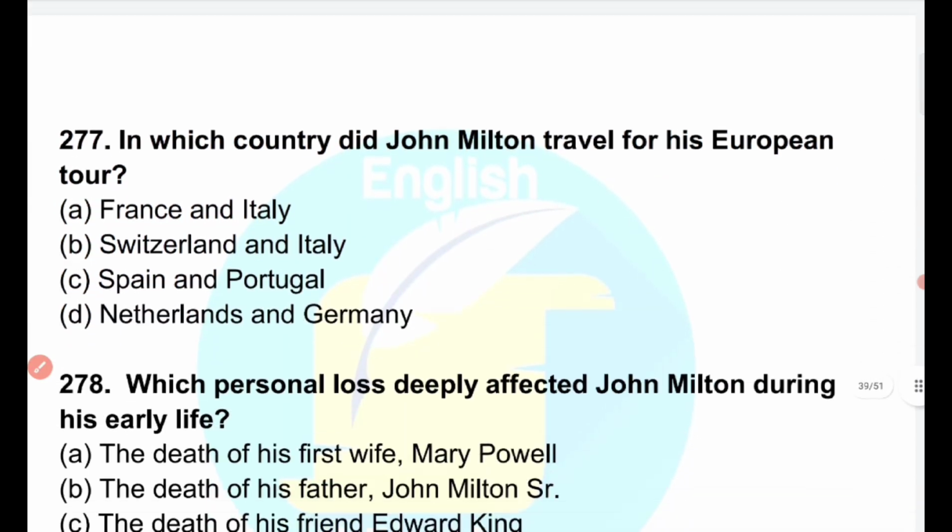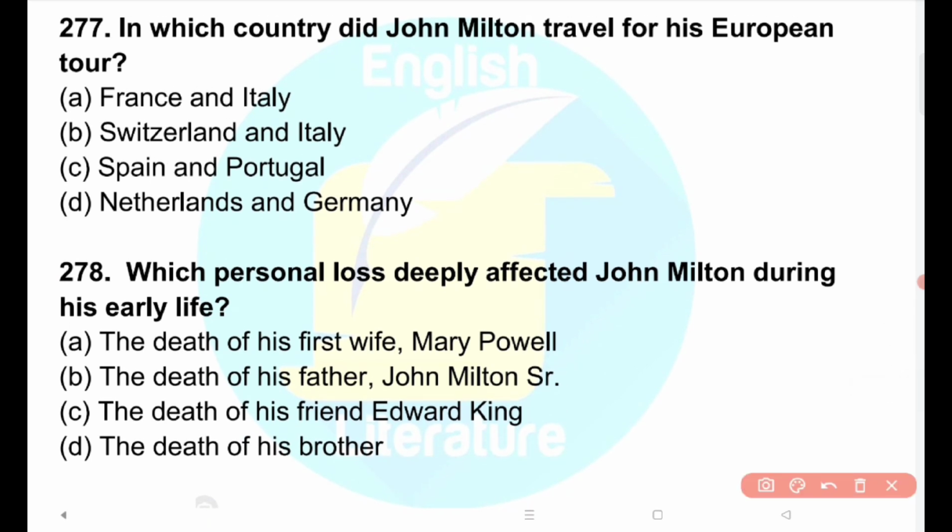In which countries did John Milton travel for his European tour? Option B, Switzerland and Italy. In 1638 to 1639, Milton traveled to France, Switzerland, and Italy. He visited Florence, Rome, and Venice, meeting scholars and artists. His journey was cut short due to political tensions in England.